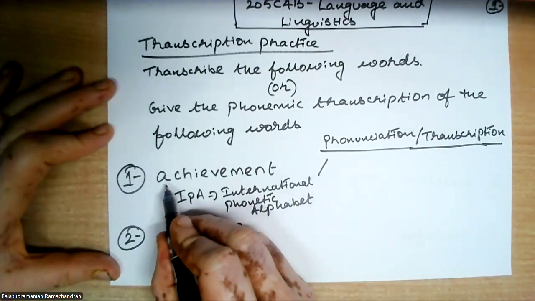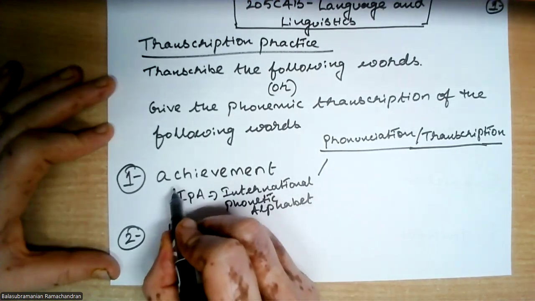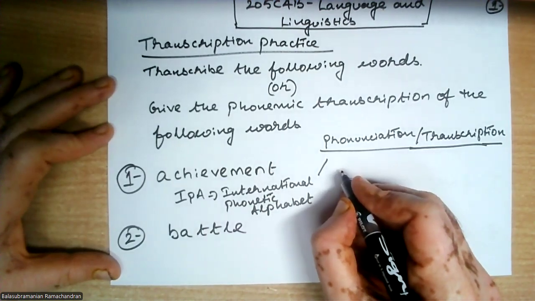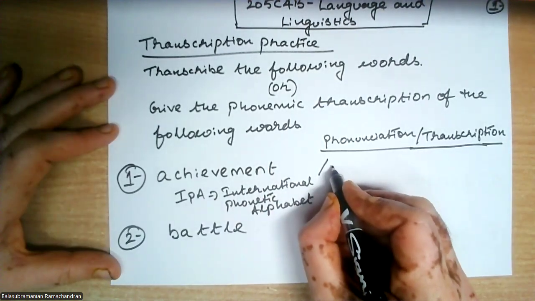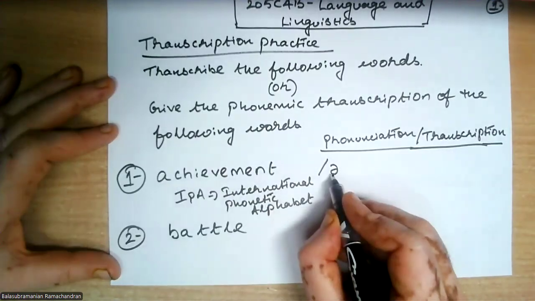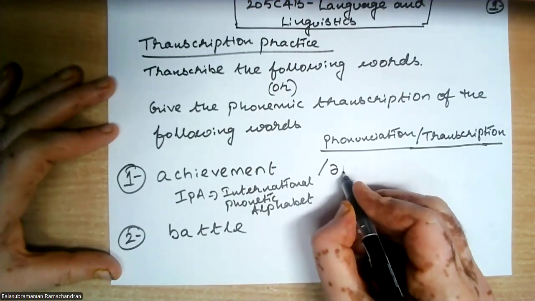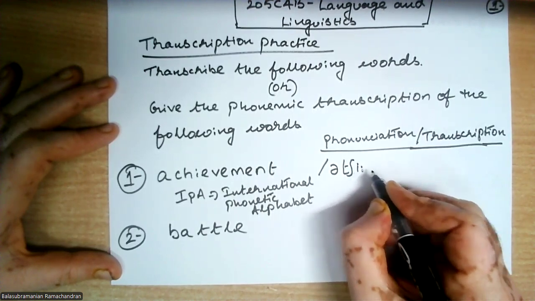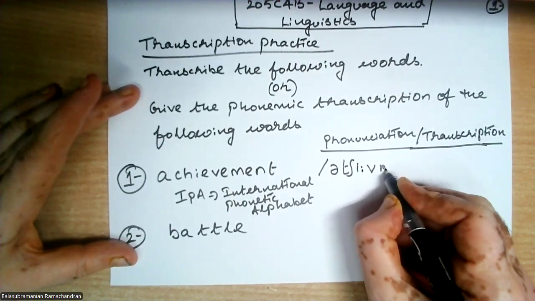Let's begin. So the first word is ACHIEVEMENT. And the pronunciation of this word is achievement. So this is how it's written. A is transcribed as schwa. This is schwa. Achieve. Ch. This is ch. Achieve. That's a long vowel. Meant.